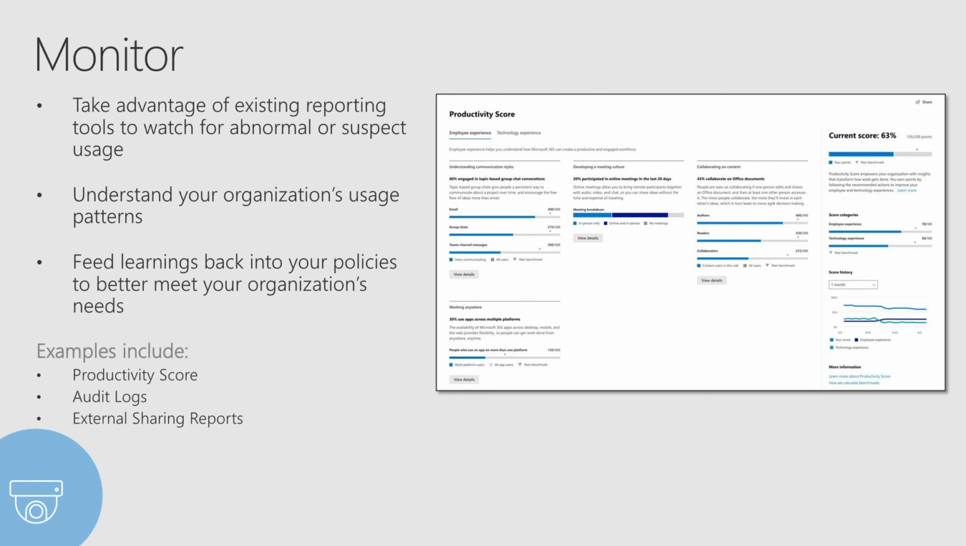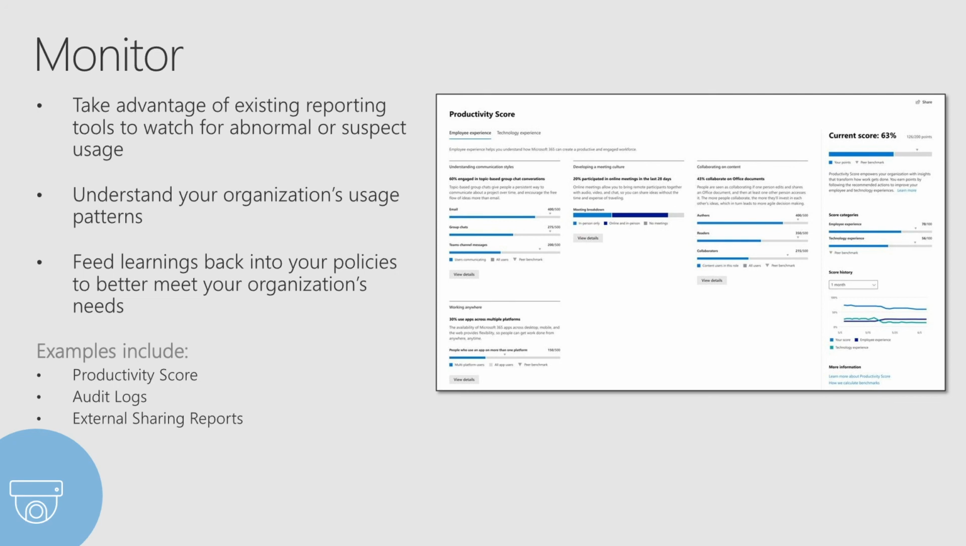Do you need to tweak your defaults in order to make sure that users are doing the right thing? Do you need to turn up your policies a little bit to improve security? These are all things you'll learn when you can spend time monitoring and watching for all those weird things to happen. Examples of this include using the productivity score in the Microsoft 365 Admin Center to pull insights out and understand how collaboration is being used inside of your organization.